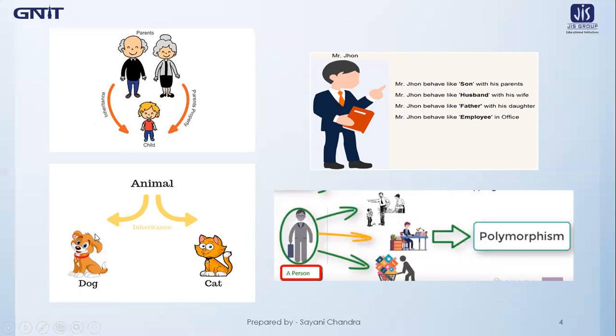In the next image, animal is a normal generalized class. Dog is an animal. Cat is also an animal. That means the dog class has inherited all the properties of the animal class. All the properties that a normal animal can have are there also inside the dog class, and inside the cat class. That means the dog class and the cat class are both inherited classes from the animal class. Or we can say that dog and cat are subclasses or child classes of the parent class animal. So this is also inheritance.